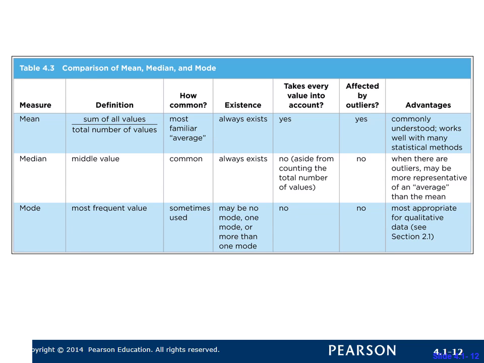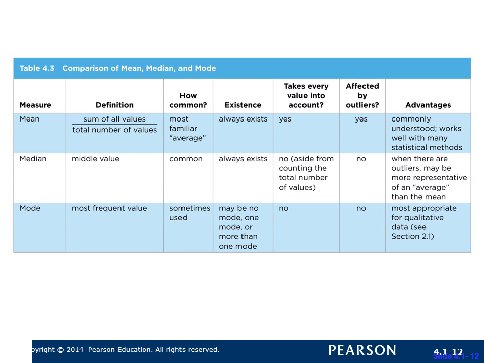All right, so takes into account every value. Yes, the mean. No, the median does not take into account all the values. So that's why it's good if I have an outlier, which is the next column. So is the mean affected by outliers? Yes. Median and mode? No. So my advantage is then I would want to use the mean because it's commonly understood.